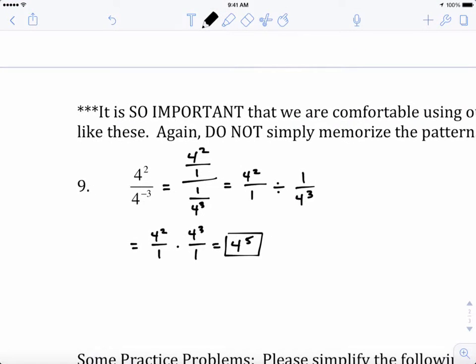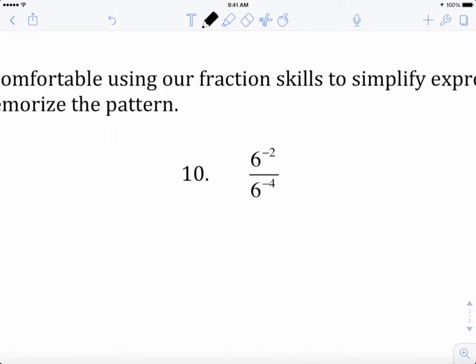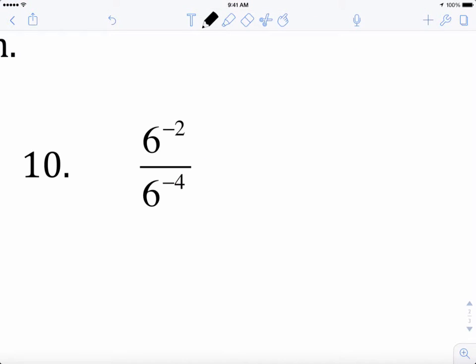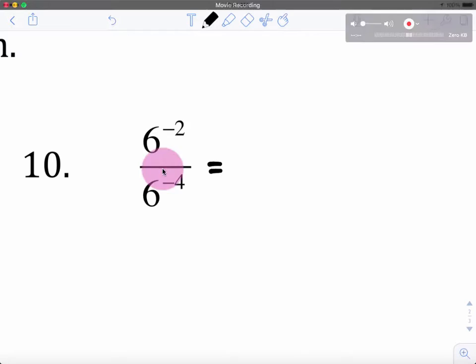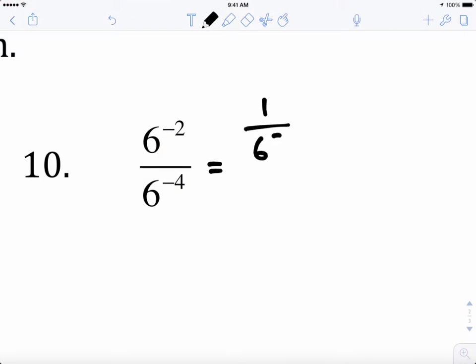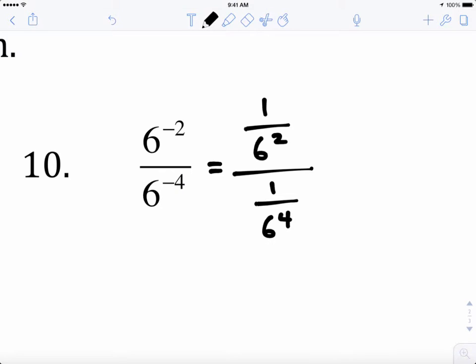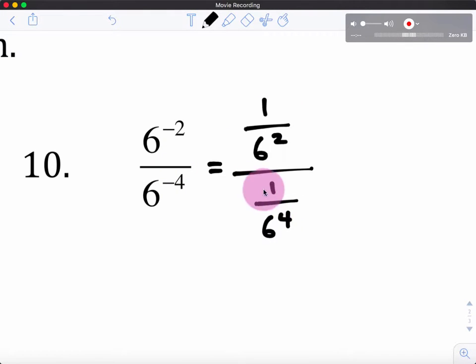All right, let's try another one. Holy cow. We've got a negative exponent in our numerator and a negative exponent in the denominator. Yowza. It's okay. First goal, let's write everything using only positive exponents. So our numerator, 6 to the negative 2nd power, that's the same as 1 over 6 to the 2nd. Our denominator, 6 to the negative 4th power, that's 1 over 6 to the 4th power. Now, I really would like us to be comfortable enough going right from here to knowing that this is fraction division and how to handle that.